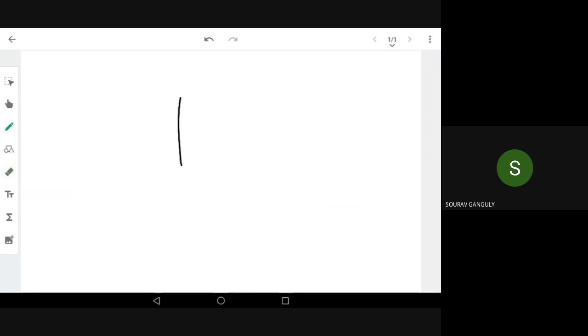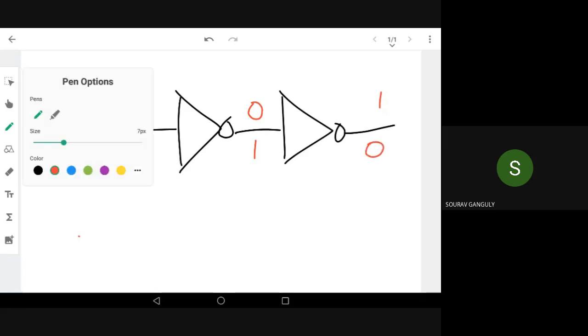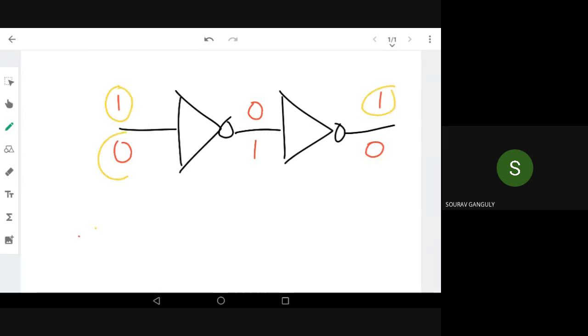Now let's take another case. Now I have a NOT gate, and I'm keeping two NOT gates, so that the logical relationship is maintained between input and output. So this is the input. Input is 1, intermediate output is 0. Again, output is 1. If input is 0, intermediate output is 1, and the second NOT gate gives 0. Now we can see the input and output have the same logical value, 1 and 1, and here also 0 and 0.